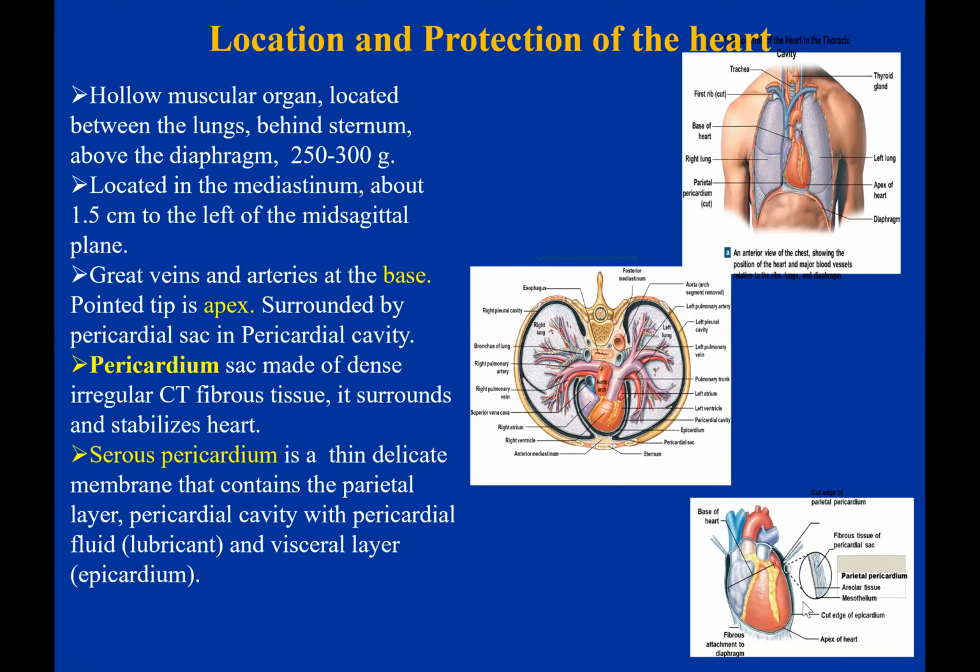So the pericardium is the sac. The epithelium that lines the pericardium is called the parietal pericardium. It's serous in nature. It makes the fluid. And the membrane epithelium that sticks to the heart is the visceral epicardium. It's the visceral, and that's the parietal.